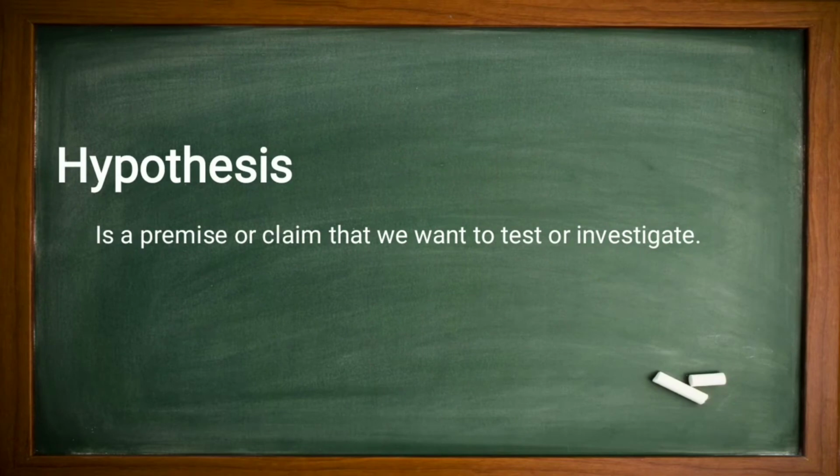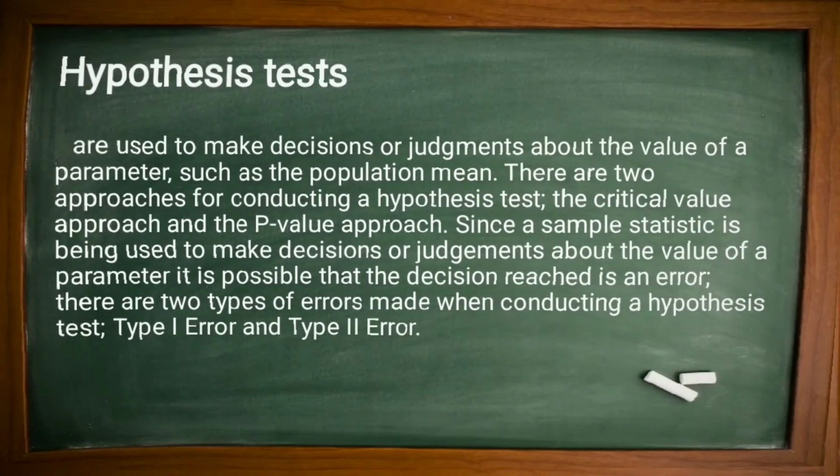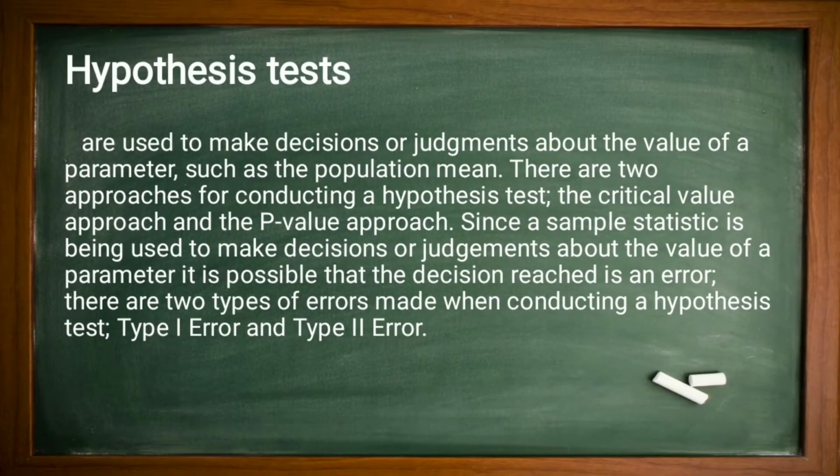So, let us first define hypothesis and hypothesis test. When we say hypothesis, it is a premise or claim that we want to test or investigate. Then we have the hypothesis tests, which are used to make decisions or judgments about the value of a parameter, such as the population mean. There are two approaches for conducting a hypothesis test. The first one is the critical value approach, and the second one is the p-value approach.